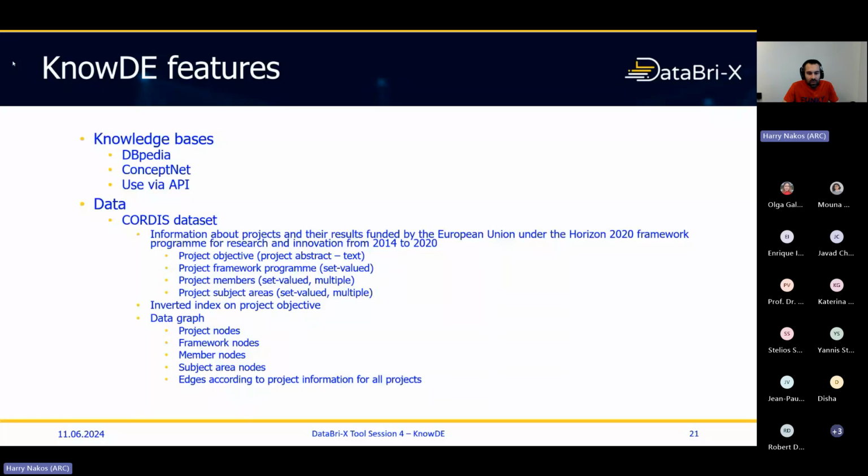come from the project information for all projects, where, for instance, a project will be linked to the framework, to the members, and to the subject areas that the project has. And all projects, all frameworks, all members, and subject areas are linked to the appropriate nodes.